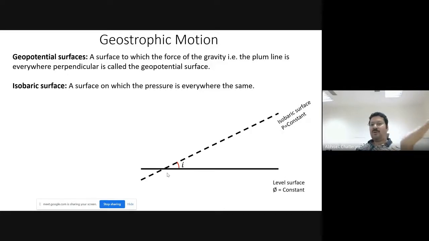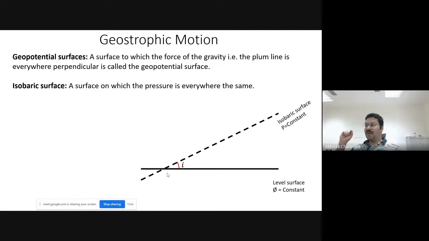So from there now we'll go back, we'll look at geostrophic motion. So geostrophic motion, we already discussed that pressure gradient force balances our Coriolis force. Okay, so in this slide we'll try to see how it works. So before going into that, we need to understand two things. One is the geopotential surface, the other one is the isobaric surface. The geopotential surface you already discussed before.